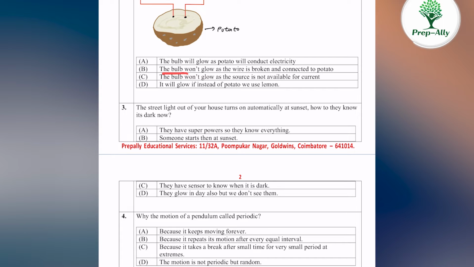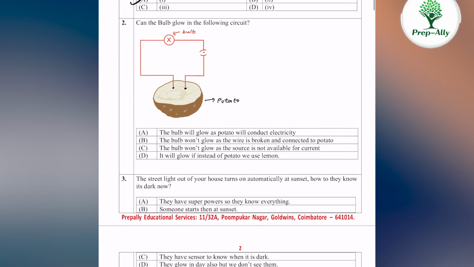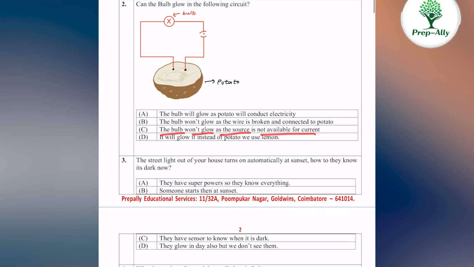It is saying the bulb won't glow as the wire is broken and connected to the potato. The wire is not broken, and the potato will conduct electricity. So the second option is not at all true. Third option, the bulb won't glow as the source is not available for current. You see, for the current to flow, we need a battery eventually. Is the battery connected here? No. That means the bulb cannot glow at all because the battery is not there. So answer C will be correct.